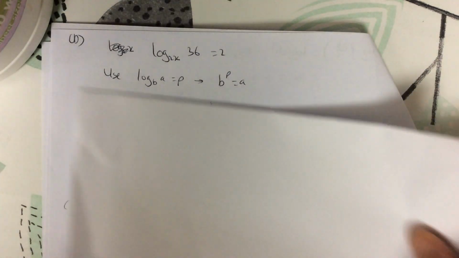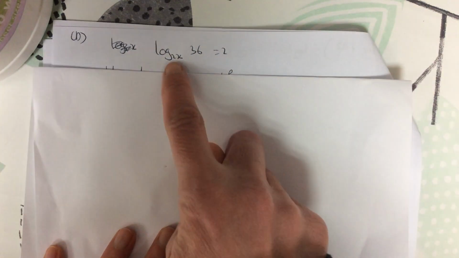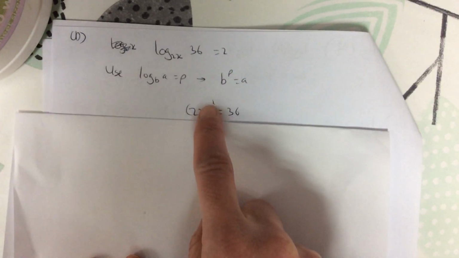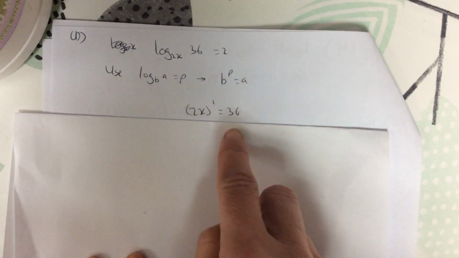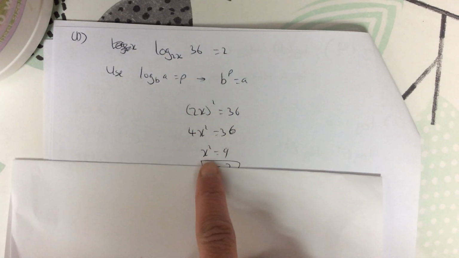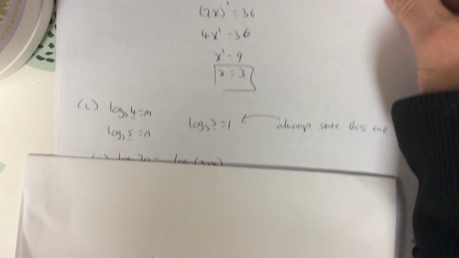Okay, we're going to use log BAP here. So BAP: base, answer, power. The base is 2x, the answer is 36, and the power is 2. Just be careful there, so it's 4x squared. So x squared equals 9, x equals 3.